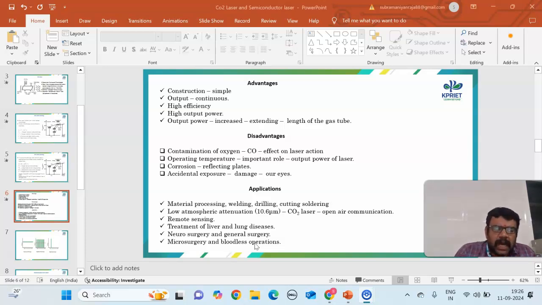As far as the carbon dioxide laser is concerned, we have to consider the stretching, whether it is symmetric stretching, asymmetric stretching or bending, and what the transition between these energy levels is, which gives the output wavelengths of 10.6 micrometer and 9.6 micrometer. So this is about the carbon dioxide laser.